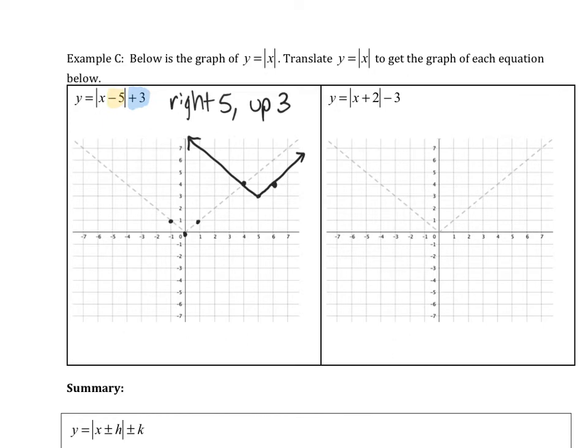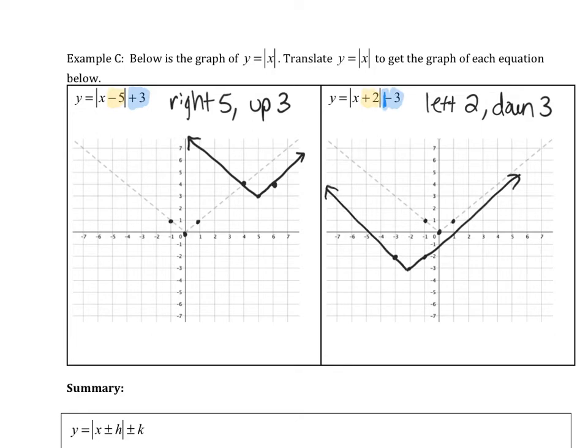Okay? And then in the next one, notice that we have a plus 2 on the inside here, and plus 2 tells you to move left 2. And on the outside, we have a minus 3. And minus 3 will tell you to move down 3. Okay, so we're going to take all of our points, our 3 points, and move them left 2, down 3. So we're going to go left 1, 2, and down 1, 2, 3. Left 2, down 3 right here. Left 2, down 3 will give me a nice V right here. And then you draw your V.